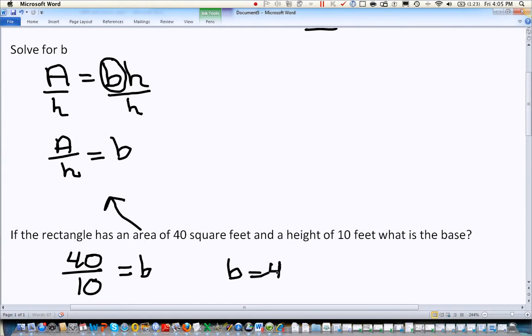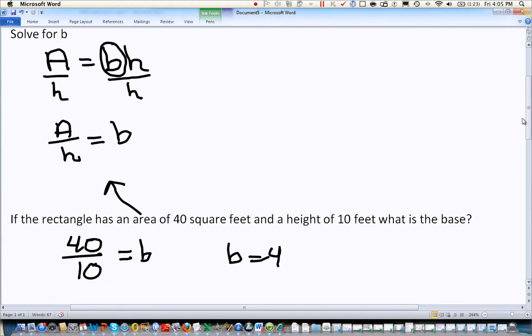This is very, very helpful when you're doing a lot of repetitive calculations and you want to have a formula to work with, so that you're not having to go back and solve the formula each time in its original form. Instead, we've got a shortcut there to help us out.